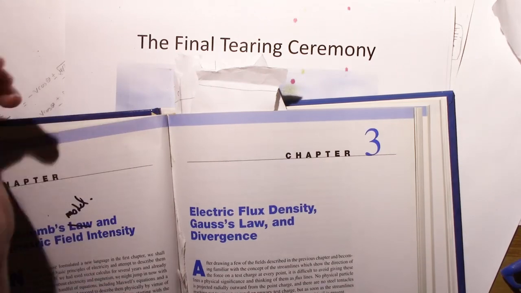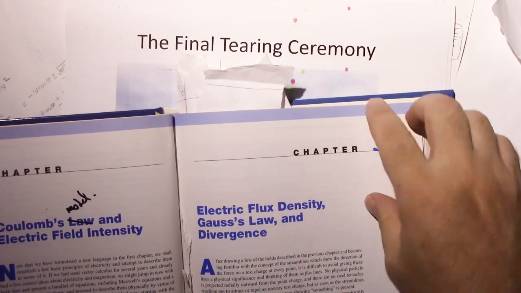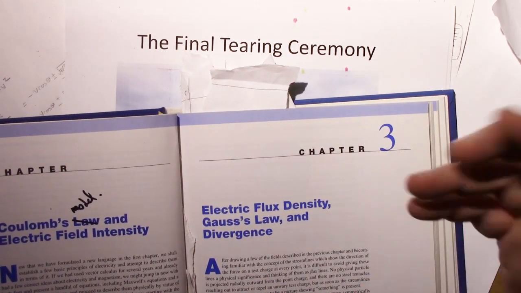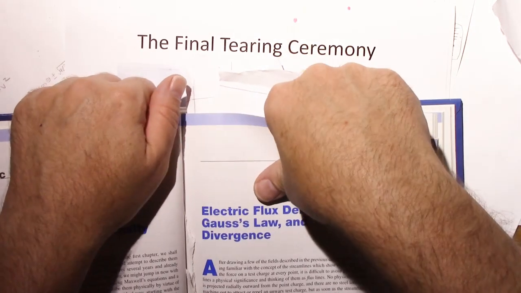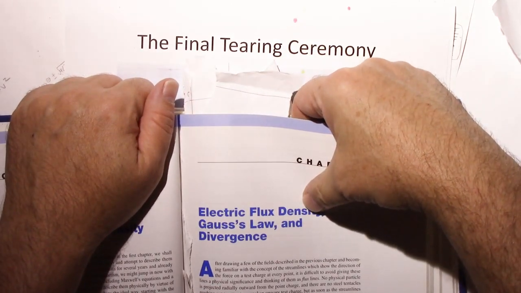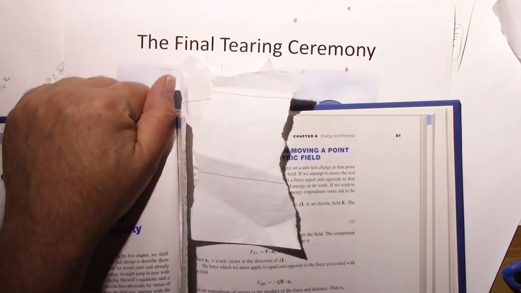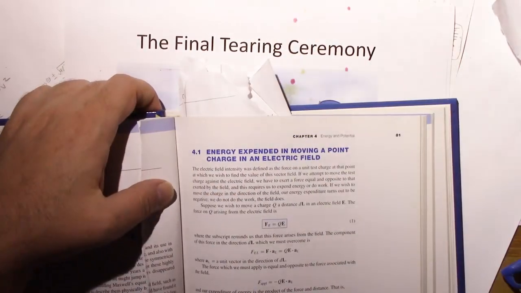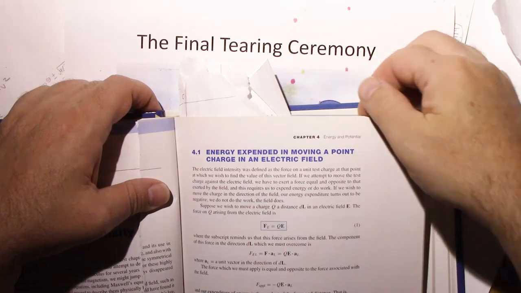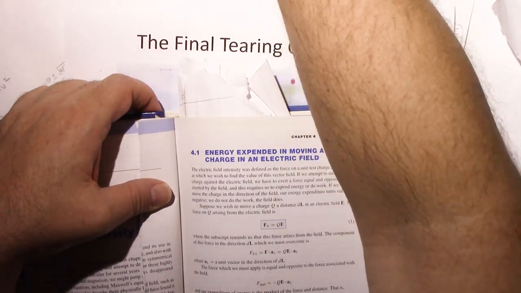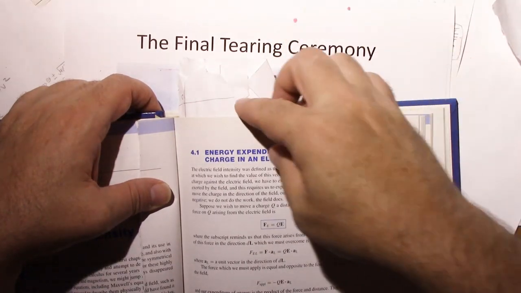Chapter 3, electric flux density and Gauss's law and divergence. Gauss's law is still useful, divergence still, but it's not electric flux anymore. And again, these things are not valid as you get closer to the second order system of pretons. Okay. And energy, chapter 4 is energy and potential.